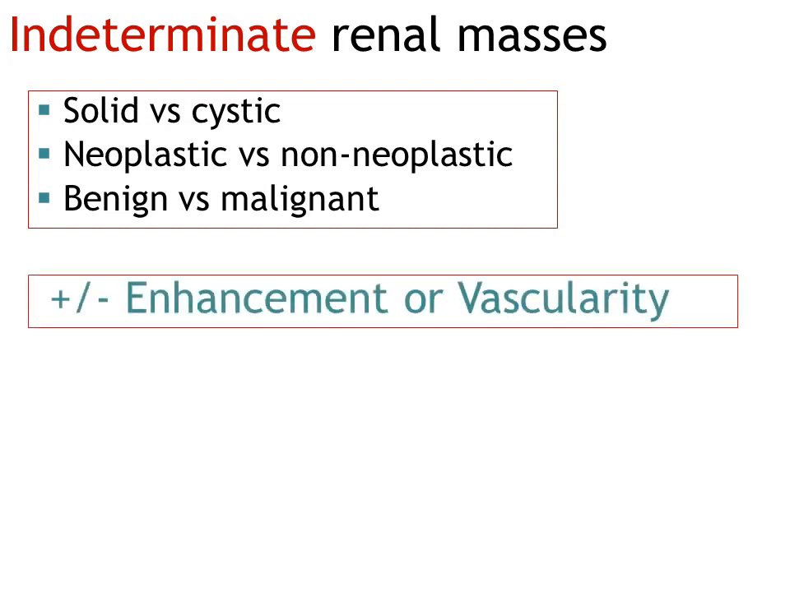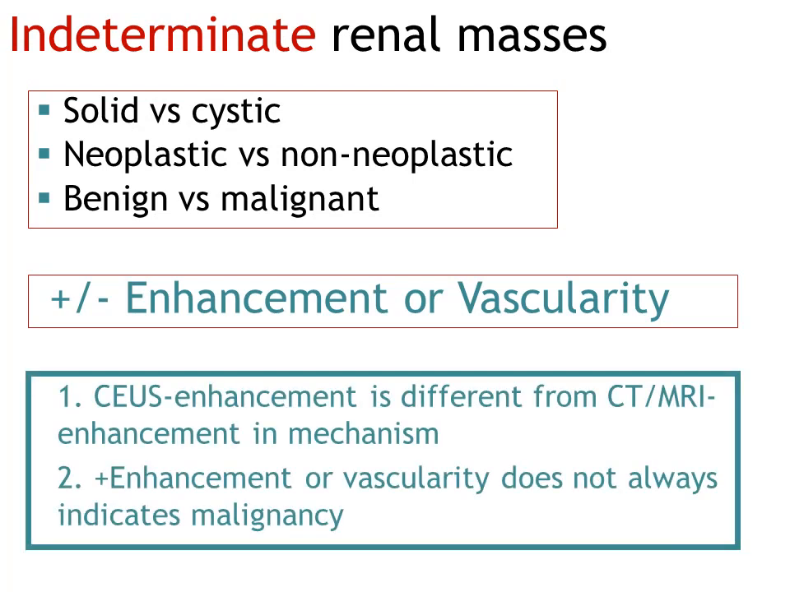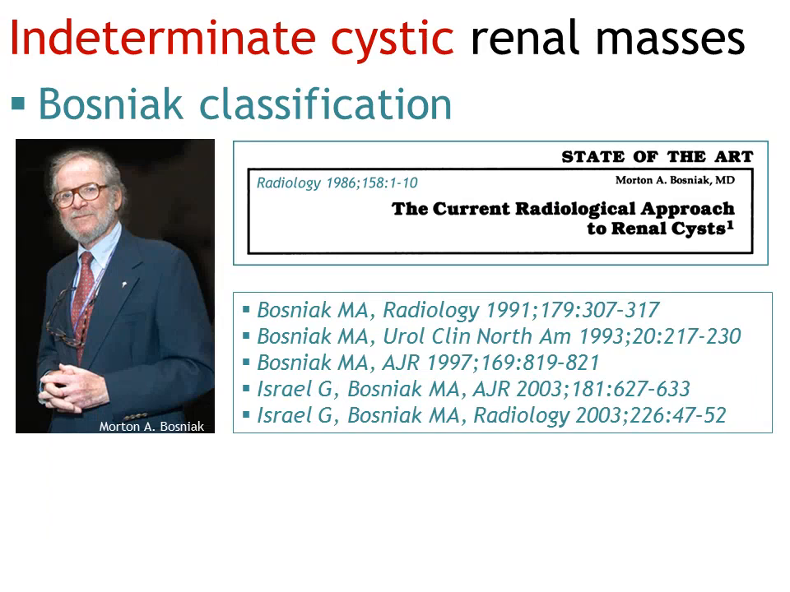Most important thing in this differentiation is presence or absence of enhancement or vascularity. There are two things we need to keep in mind. Number one, CEUS enhancement is different from CT or MRI enhancement in mechanism. Number two, positive enhancement or vascularity does not always indicate malignancy. Okay, so let's begin with indeterminate cystic renal masses.